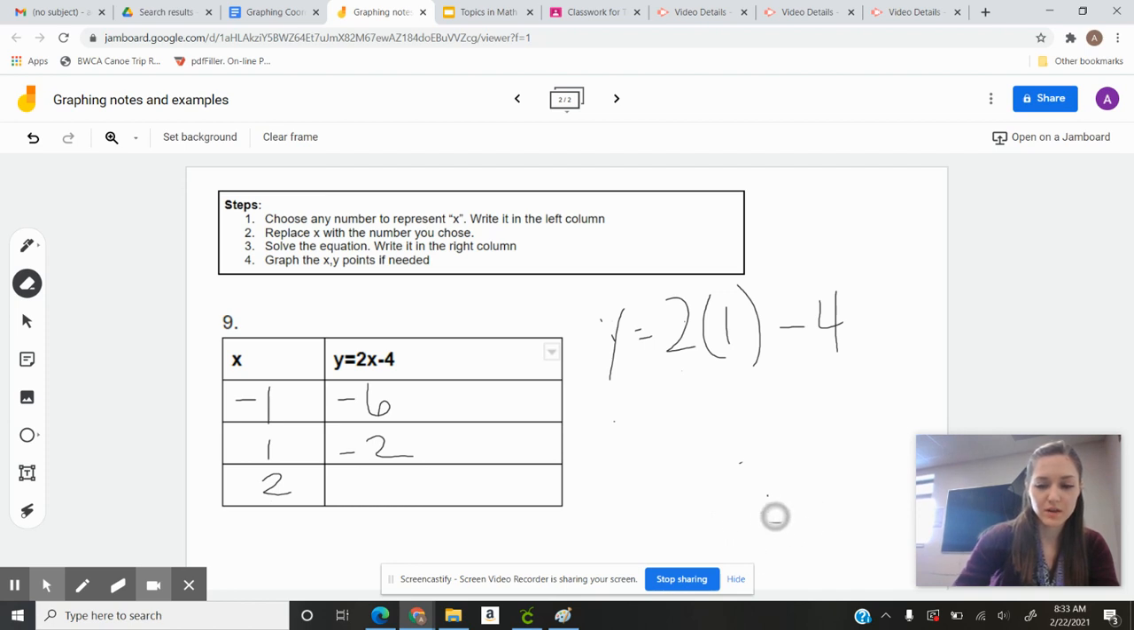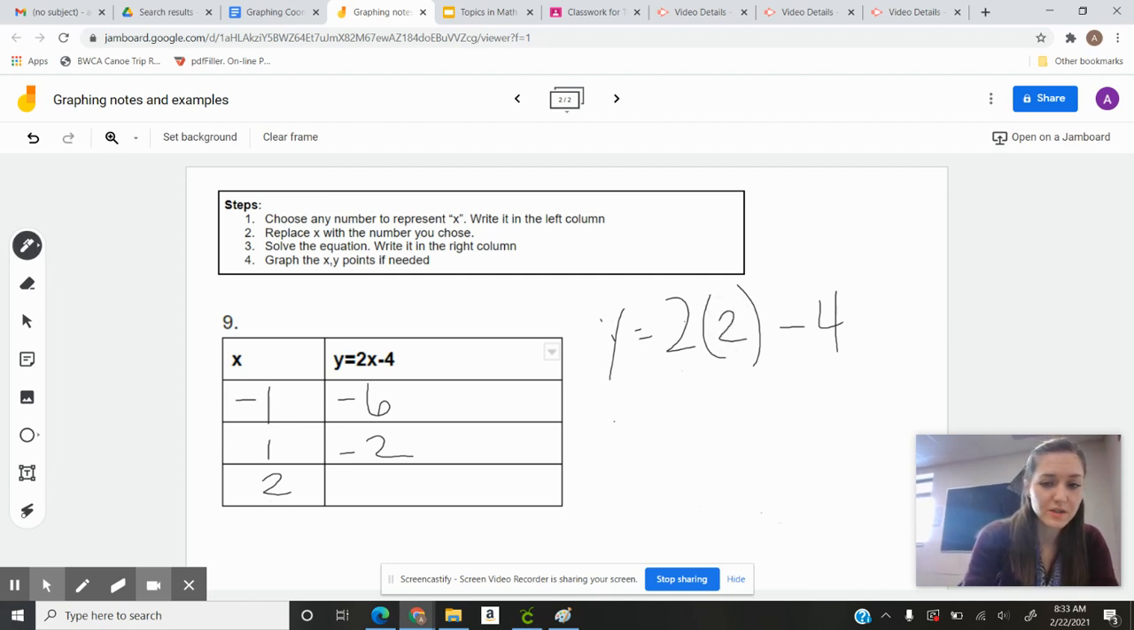So if you're creating your own table, you could do as many numbers as you wanted. You could do like 5 different numbers to represent x. You could do 3 if you want to. Generally, 3 is a pretty good number to use just so that way you can come up with a pretty accurate line.